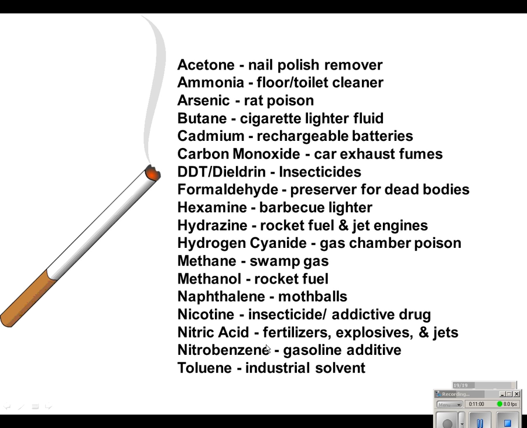Now, if we take a look at the contents of a cigarette, you're looking at all of these chemicals. Some of these you'd find in other things: acetone you find in nail polish remover, ammonia is in toilet cleaner, arsenic, well, that's rat poison. Butane is found in lighter fluid, cadmium is in batteries, carbon monoxide is the silent killer. DDT, which is an insecticide, formaldehyde, hexamine, hydrazine, methane. There are all of these terrible chemicals in there, and these are going to negatively affect the lungs and the capacity to breathe.